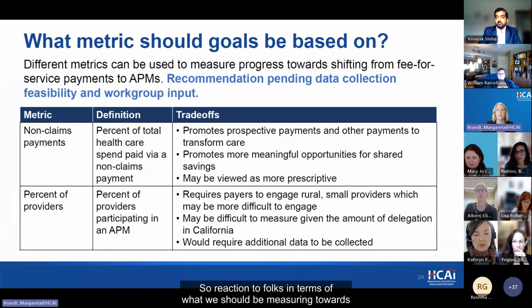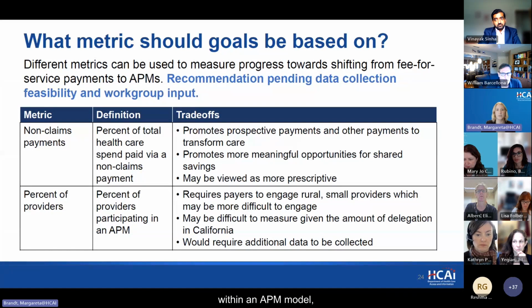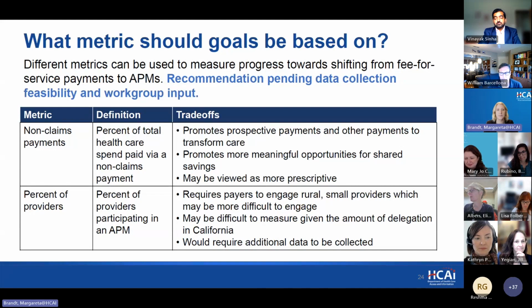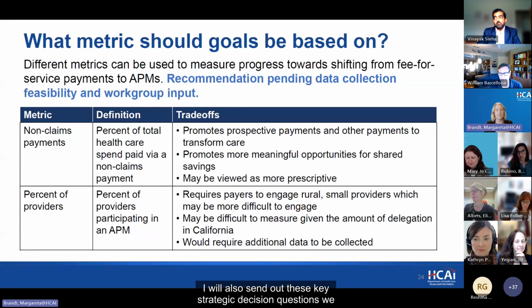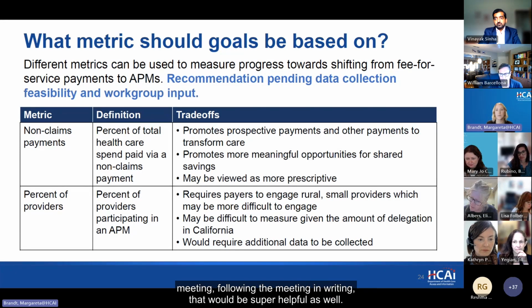Thanks, Mary Jo. So reaction from folks in terms of what we should be measuring towards APM adoption: percent of total health spending, percent of members covered or cared for within an APM model, non-claims payments, or percent of providers. I know this is a big question to end on, but feel free to put reactions in the chat, and I will also send out these key strategic decision questions we walked through today as a follow-up. If you have feedback you want to provide following the meeting in writing, that would be super helpful as well.